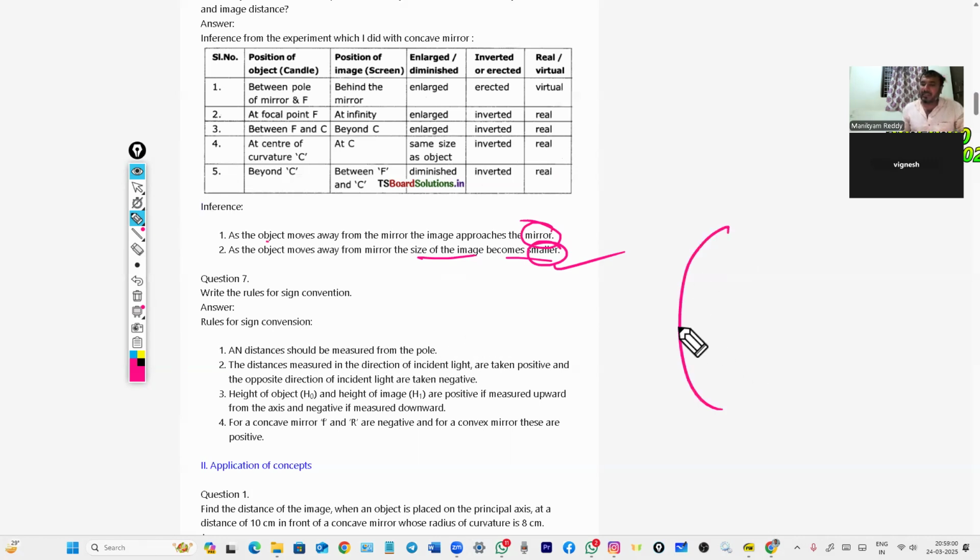The distances measured in the direction of incident light are taken positive, and the opposite direction should be taken negative.